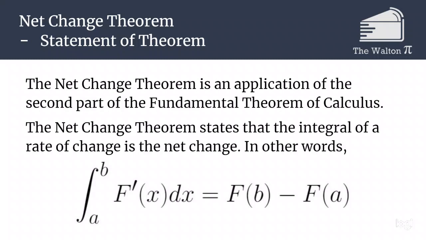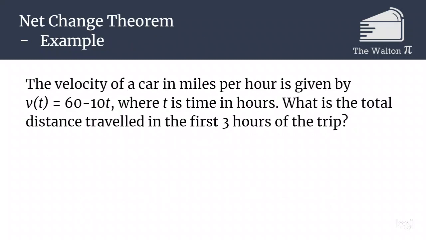So if we have a function and we know its antiderivative, we can evaluate it from a to b, and that'll be the net change of the function over that time. Let's go through an example, and don't worry, my next video will go through several more examples of this.